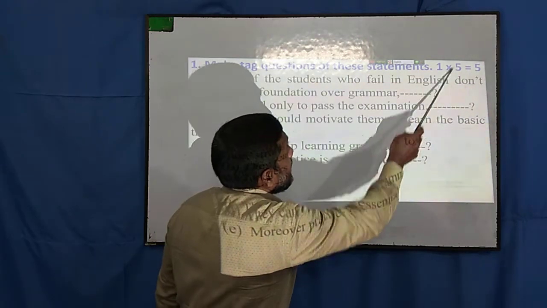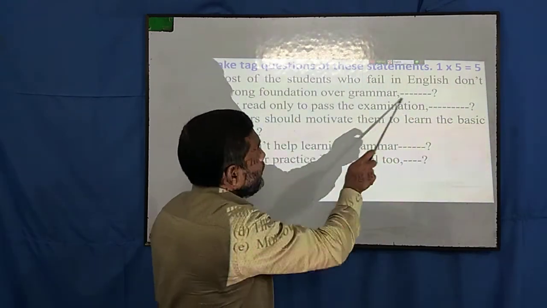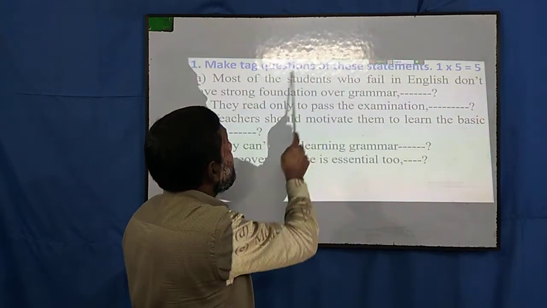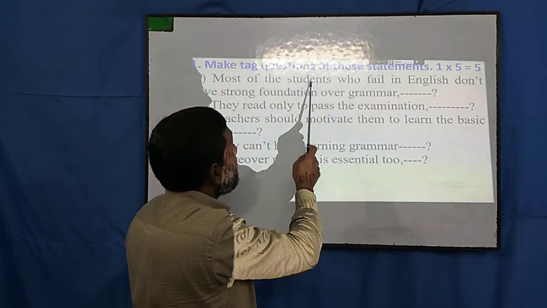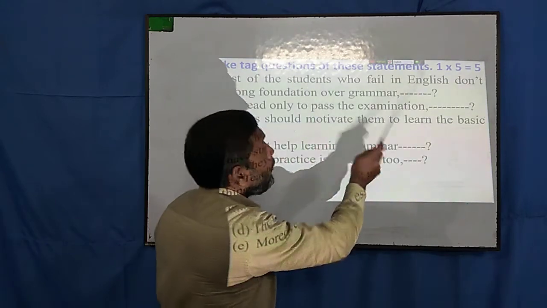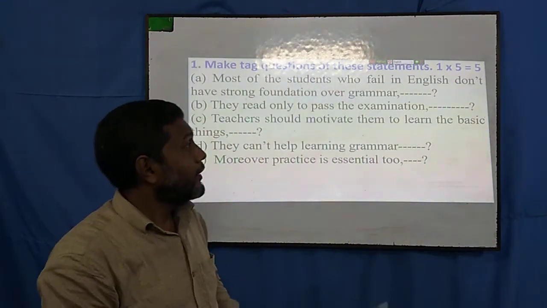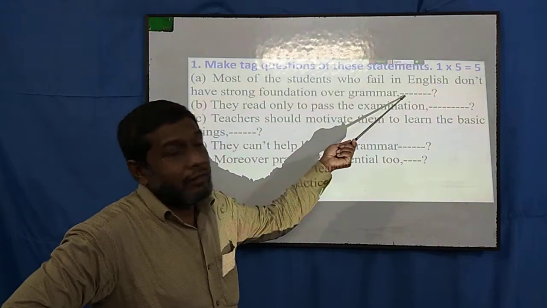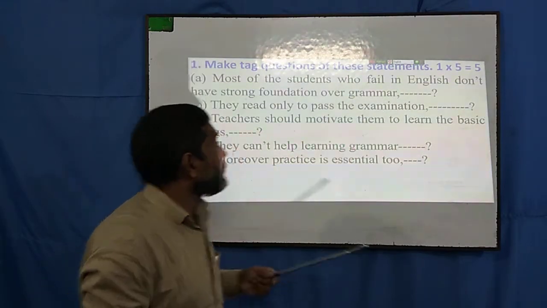So it is in the negative, so I will use the positive form here. And "who" means the antecedent is "the students", so it is in the plural form, and the pronominal form will be "they". So then I can write down the answer: "do they". So this is very easy.